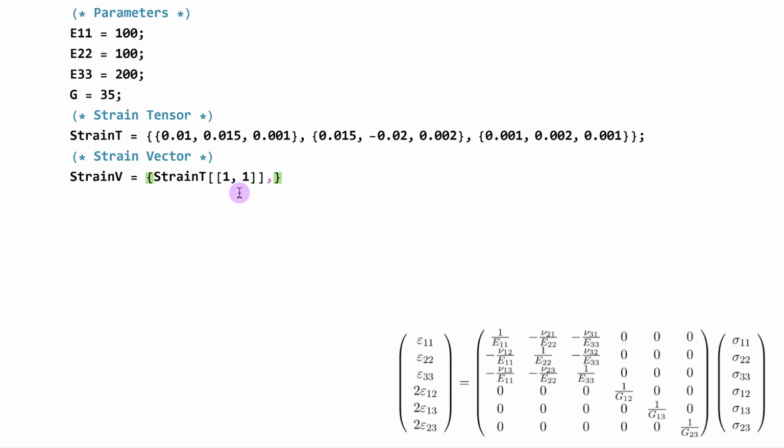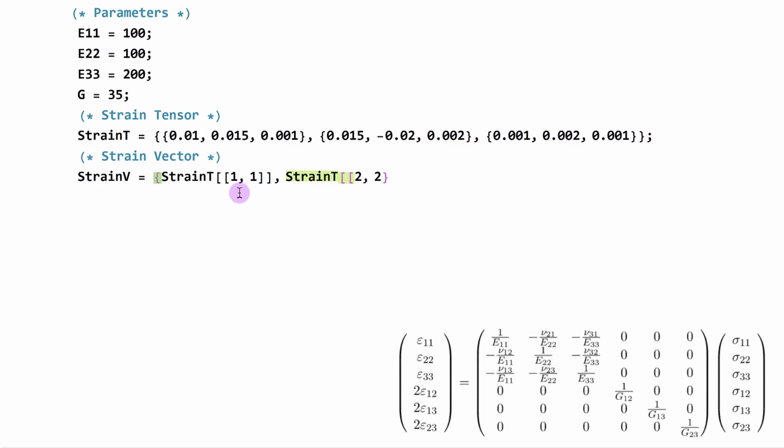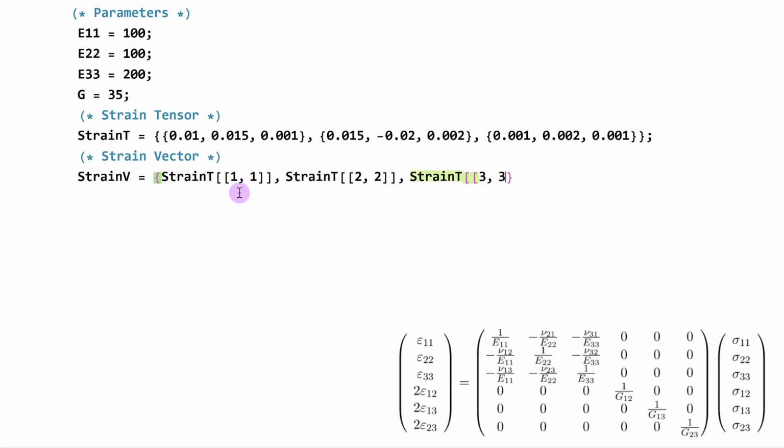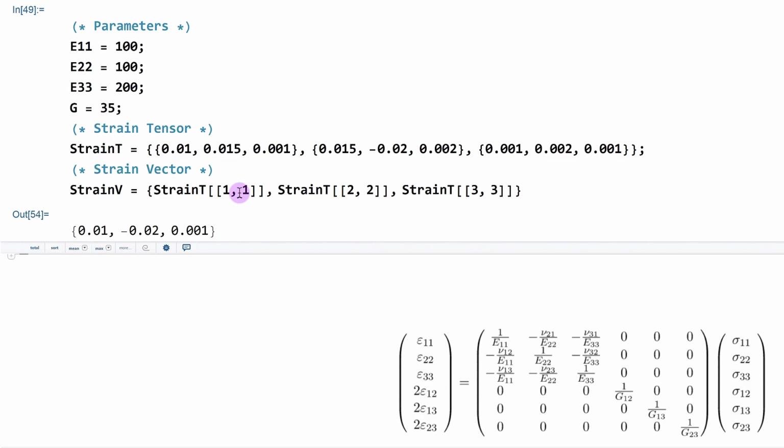We know that the second component in our strain vector is epsilon 2,2. So we input strainT[2,2], good to go. And similarly, the third one is going to be epsilon 3,3, which I can go strainT[3,3]. So if I were to run this right here, as we can see, we took epsilon 1,1 and made it our first component down here. We took epsilon 2,2, which is the negative 0.2, and made that our second component there. And then we took epsilon 3,3 over here and made it our third component in our vector.